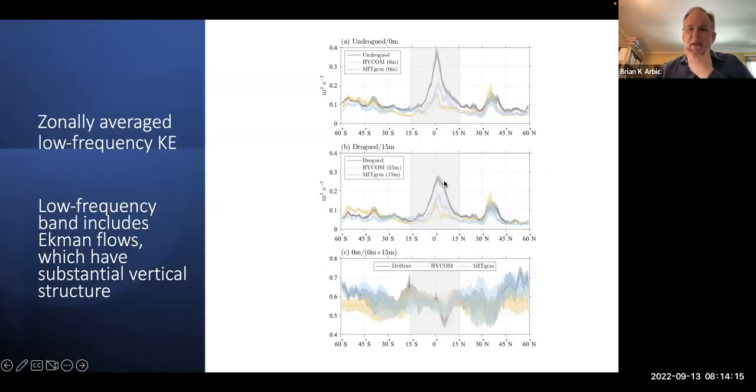And so when we look at the zonally average low frequency kinetic energy as a function of latitude, let's see, the drifters are in gray, HICOM is in blue, MIT GCM is in gold, 0 meter and undrogued is here, 15 meter and drogued is here. And you can see some levels of disagreement, but there's certainly some general similarities. And the one point I want to make here is the biggest source of disagreement is on the equator.